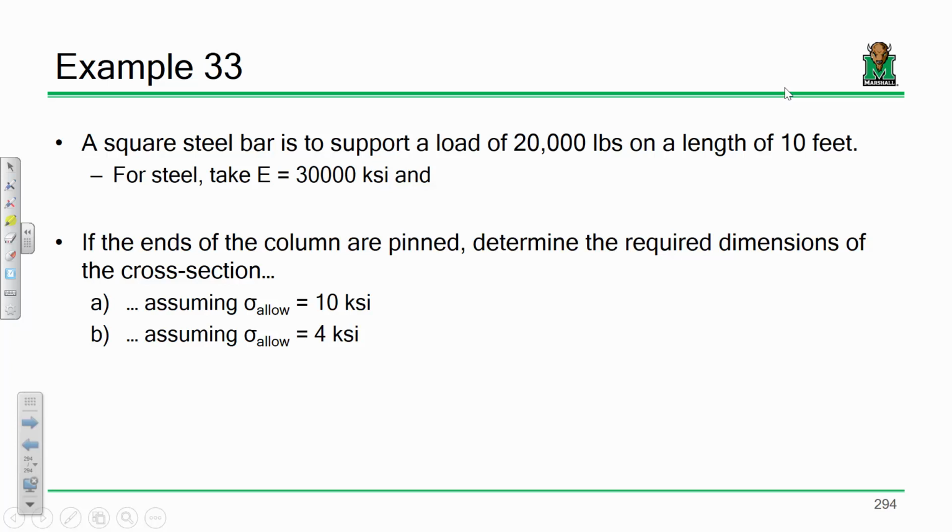This one's a bit of a design problem, where I'm testing your understanding of what we just talked about, how the capacities are cut off. A square steel bar has to support a load of 20,000 pounds on a length of 10 feet. For steel, we're going to take an E value of 30,000 ksi. If the ends of the column are pinned, I want to design this cross-section, assuming that we either have 10 ksi steel or 4 ksi steel.